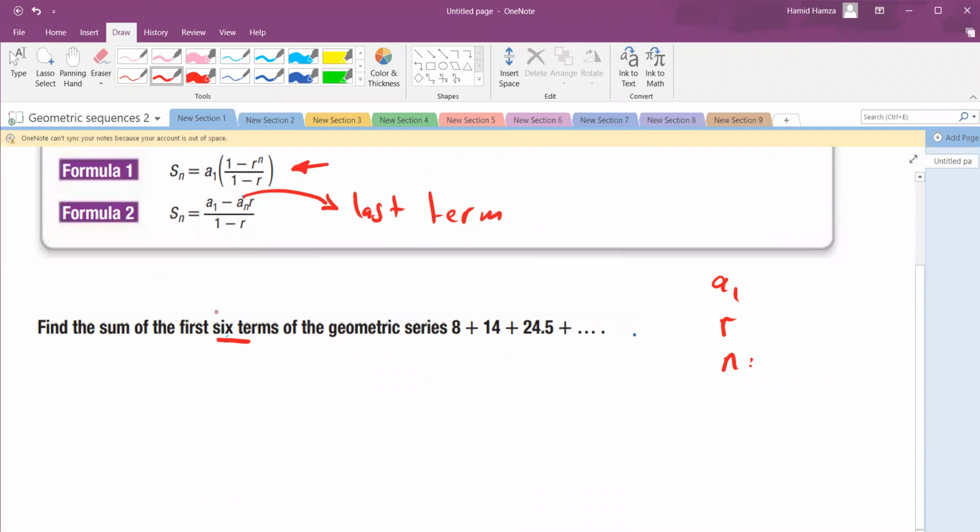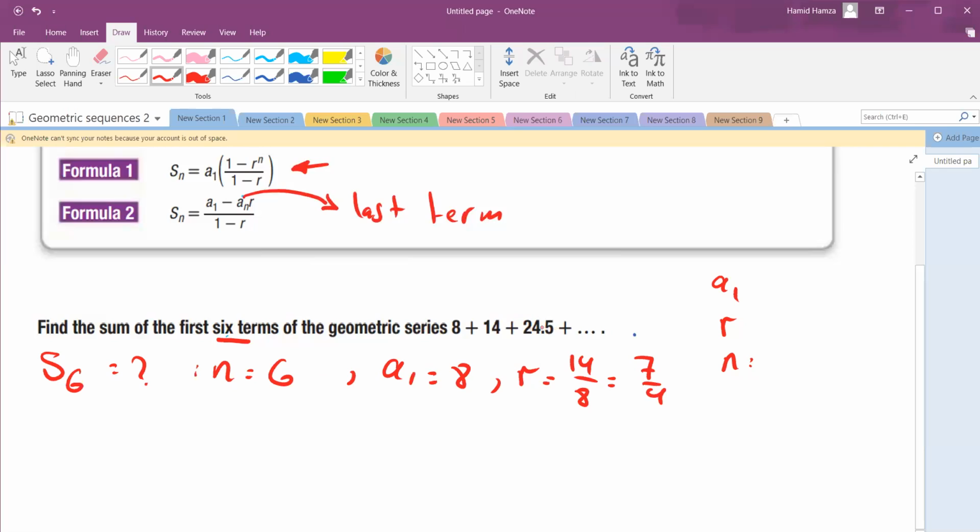In the first one, we want to find the sum of the first 6 terms. That means n equals 6; we want to find S6. The geometric series is 8 plus 14 plus 24.5. That means a1 is given, which is 8. And the common ratio is easy to find by dividing any two consecutive terms. So it will be 14 over 8, so the answer will be 7 over 4. This is the common ratio.